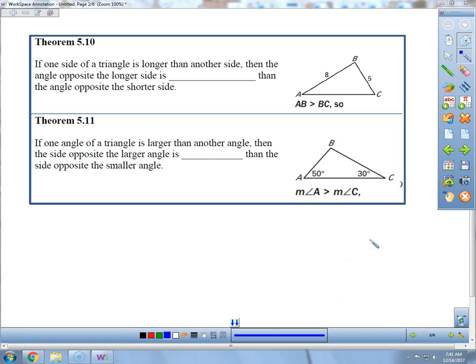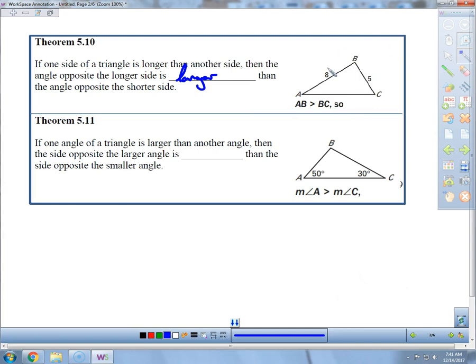It's a little bit more than that because it starts comparing the sides to each other. So let's see what this says. If one side of a triangle is longer than another side, look at this. 8 is bigger than 5. So AB, that side, is longer than BC. Now that tells us something about the angles. If one side of a triangle is longer than another side, then the angle opposite the longer side is larger than the angle opposite the shorter side.